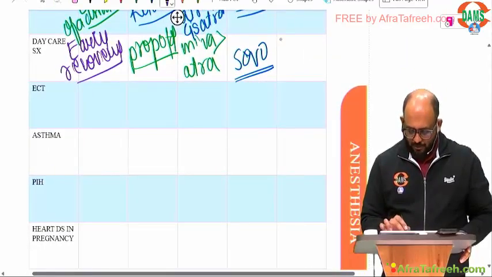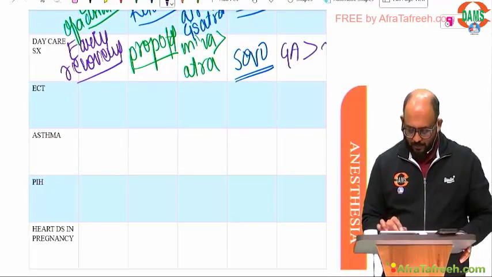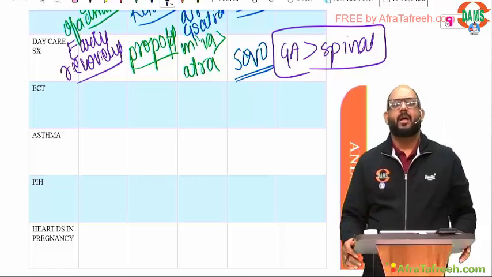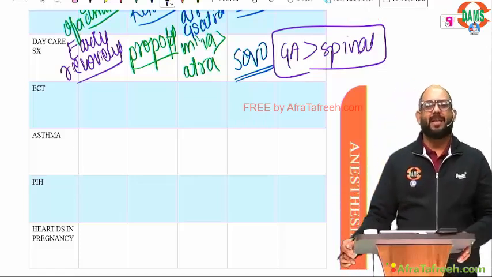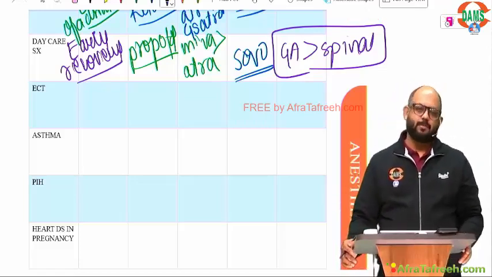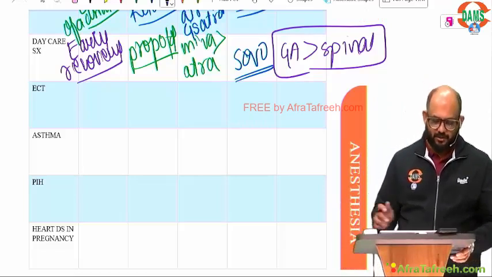Remember, GA is preferred over spinal for daycare cases because you want to discharge. If you give spinal, you should not mobilize the patient for next 6 to 8 hours. So there is a possibility you might not be able to discharge the patient. Okay.